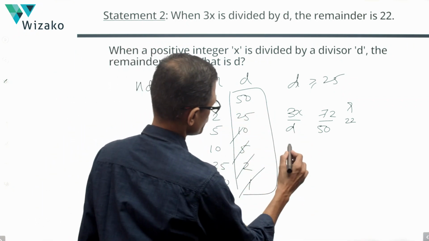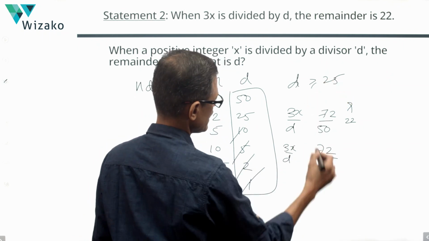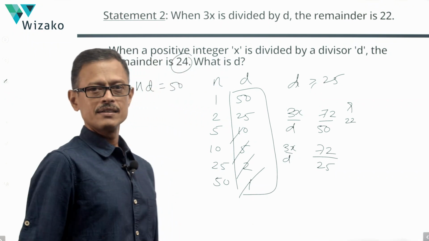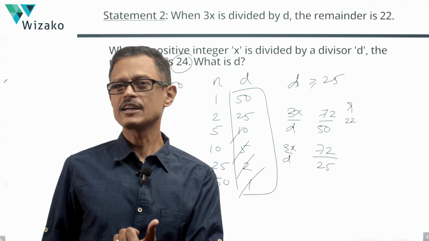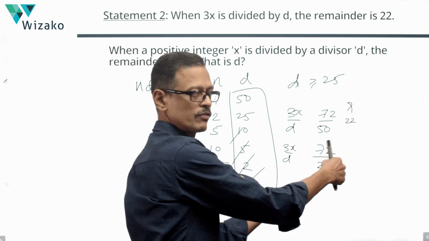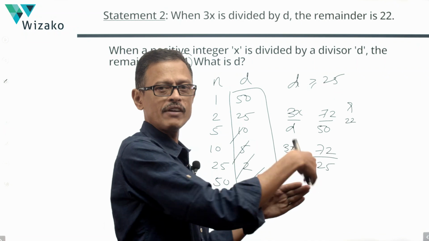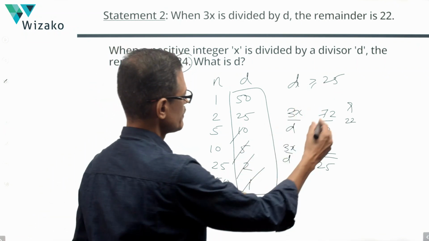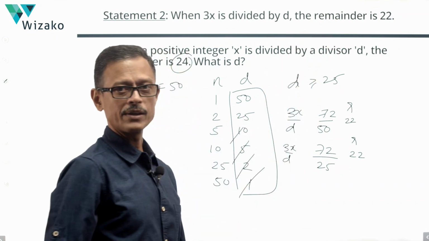Let's look at 3x by D. 72 is the remainder. Let's say our divisor is 25. In this case, you'll say the divisor is 25. You cannot have a remainder of 72. So divide the 72 again by 50, 2 times 50, again by the divisor, which is 25 in this case, my bad. So 25 into 2 makes it 50. The remainder is going to be equal to 22. So that holds good. So the statement is holding good.